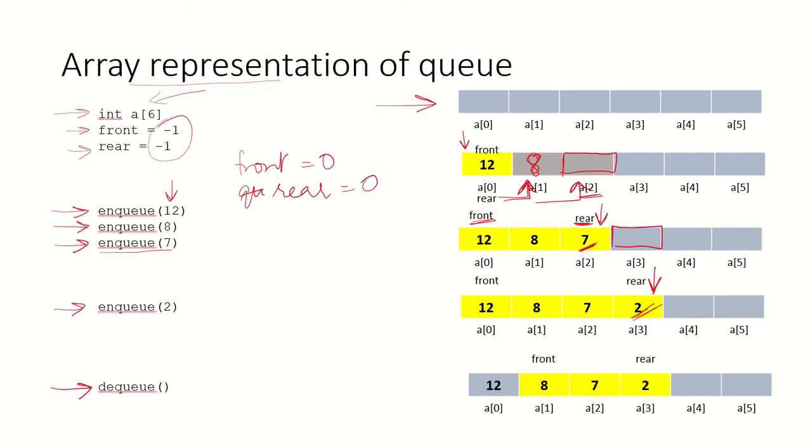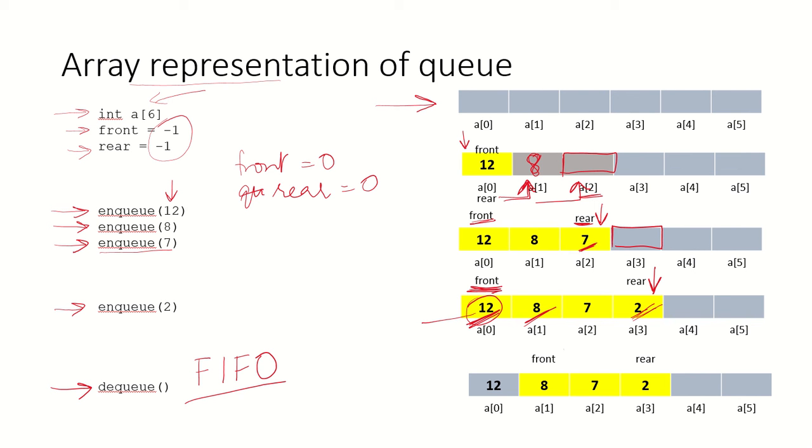Now there is a dequeue operation. Dequeue means remove an element from the queue, and we know that a queue always follows the FIFO principle, that means first in, first out. So whatever element was at the front of the queue has to be removed, or it will no longer be part of the queue, and front will point to the next element. Currently front was here. Now front will point to the next element, which is 8, and 12 will no longer be part of the queue. So 12 is the integer that will be removed from the queue.